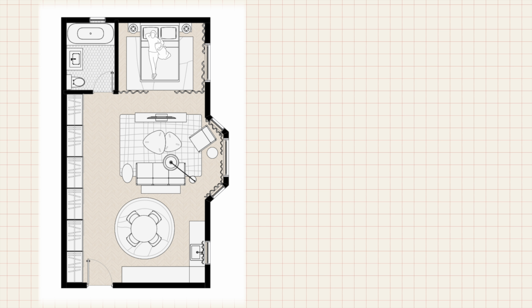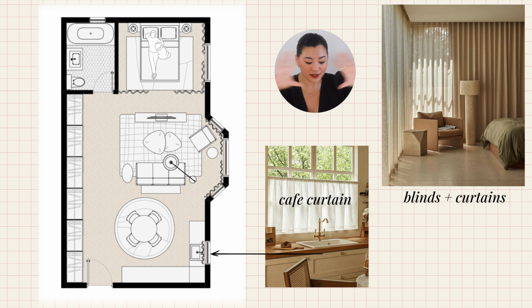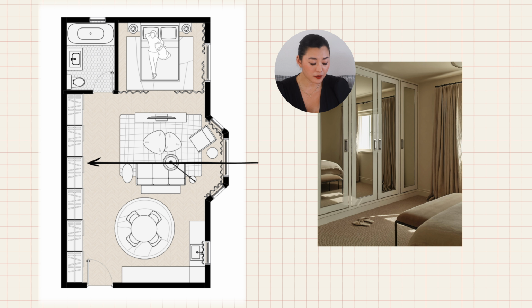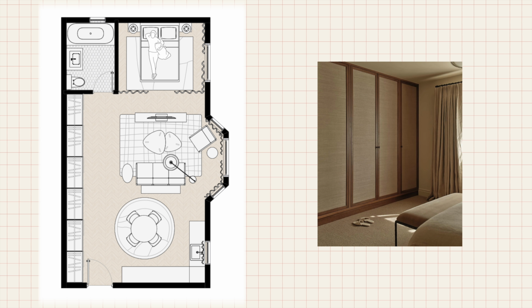So in this studio apartment, I would install soft blinds and fabric curtains to all the windows. Even the one in the kitchen, I would add like little cafe curtains. Also because I just like them, they look really cute. Soft rugs on all the surfaces. And for all of the storage that's here, maybe I can even add fabric to the doors.